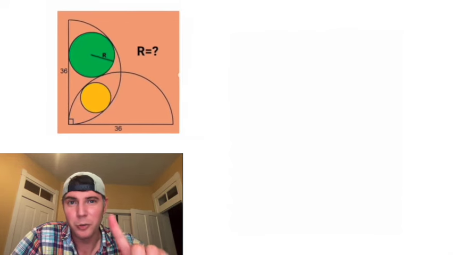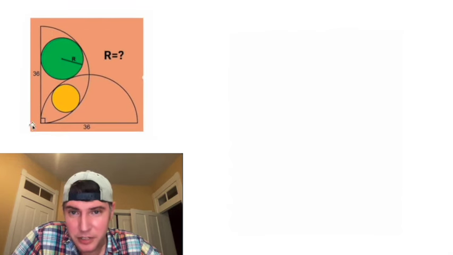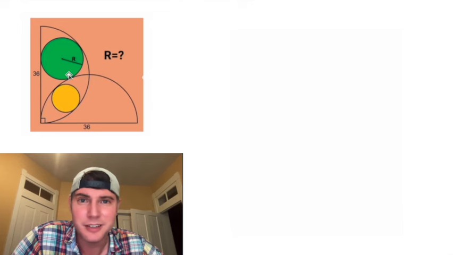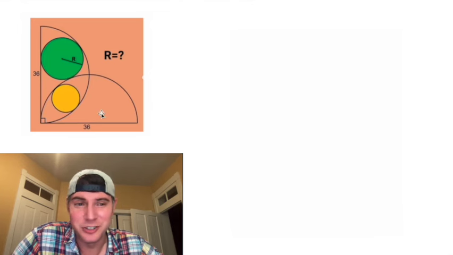3, 2, 1. So this is made up of two semicircles with a diameter of 36, and we have this green circle crammed in here, and we want to find its radius. I have no idea what this yellow circle is doing here, and it's going to be in my way, so let's get rid of it.